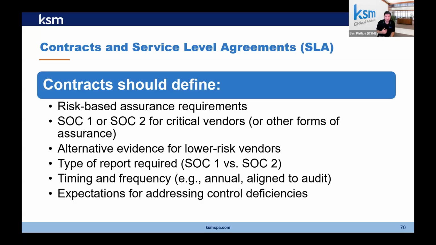For critical vendors, you should consider requiring annual assurance deliverables, such as a SOC report, defined response expectations for deficiencies, and clear accountability provisions. A well-structured contract helps avoid future surprises and creates leverage if issues do arise later. Without these provisions, organizations may struggle to obtain information needed for the audit or risk management purposes.